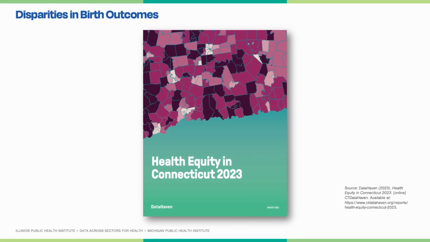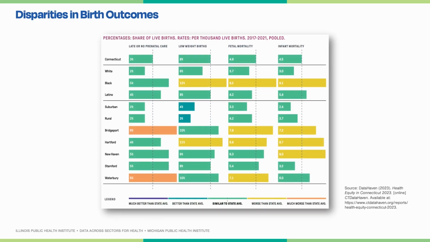Data Haven, a Connecticut-based nonprofit, exemplifies how data can be leveraged to drive equity and well-being. Through their research, they provide critical insights into social and health metrics, equipping policymakers, healthcare professionals, and community leaders with the tools needed to make informed decisions. This chart from Data Haven's 2023 Health Equity Report is a powerful example of diagnostic analytics in action. By analyzing maternal and infant health outcomes across race, ethnicity, and geography, the data reveals stark inequities.